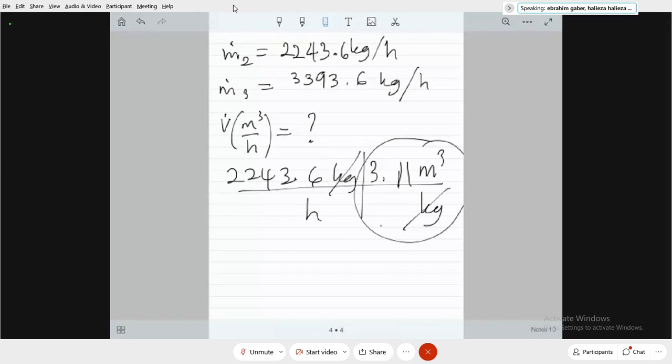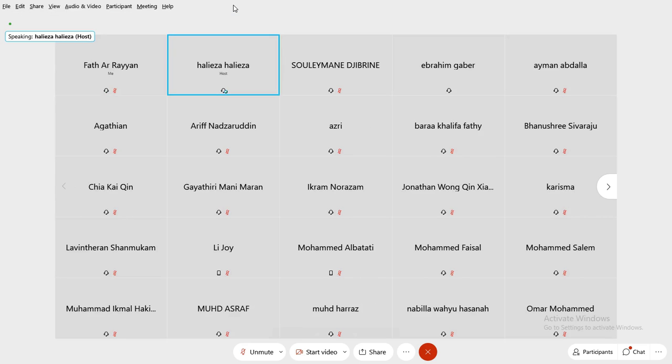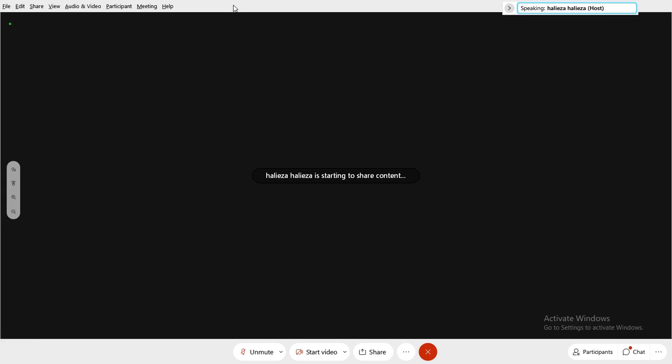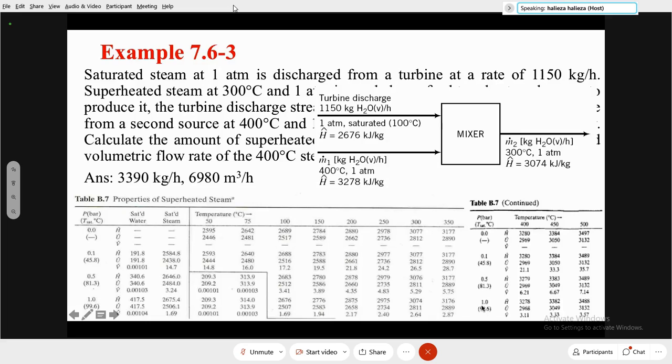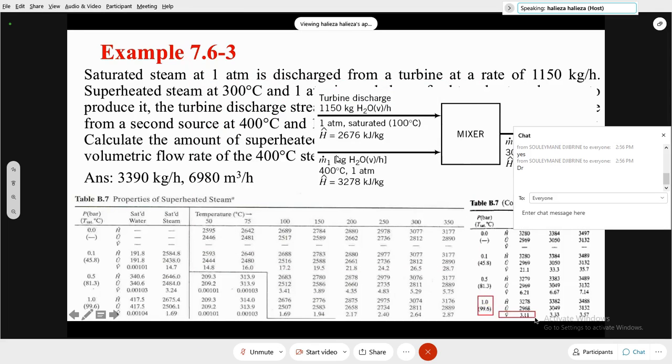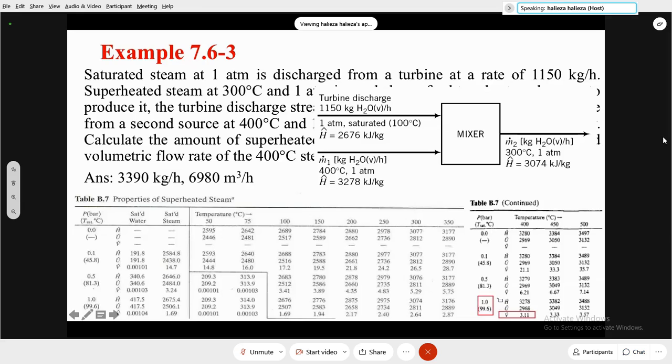3.11. Let's unshare this and look at our PowerPoint. I have the steam table there. It's Table B.7, at a pressure of 1 atm. That's the value, 3.11. The unit is cubic meter per kilogram. That's in bar, right, if I'm not mistaken? Yeah, 1 bar is approximately 1 atm. There's a very, very small change, but since it's approximately close, we can still use 1 bar as approximately 1 atm. All right, thank you, Sulaiman.